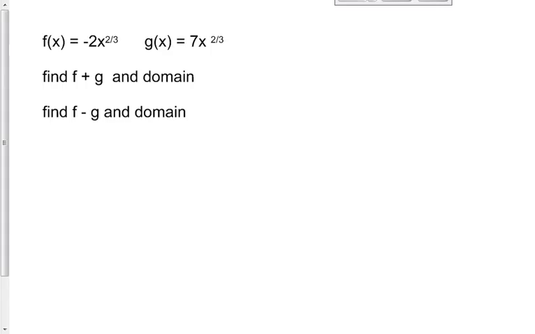All right, let's look at this next example. f function negative 2x to the 2/3, g function 7x to the 2/3. Let's find f plus g and then list the domain. Negative 2x to the 2/3 plus 7x to the 2/3. I've got the same variable, same base. This is a doable adding question. Negative 2 plus 7 is 5x to the 2/3.